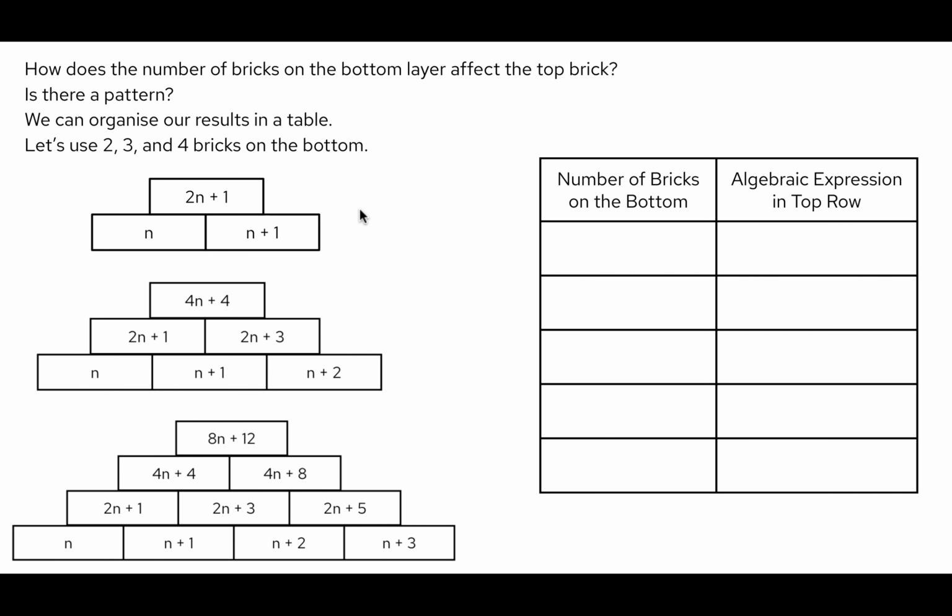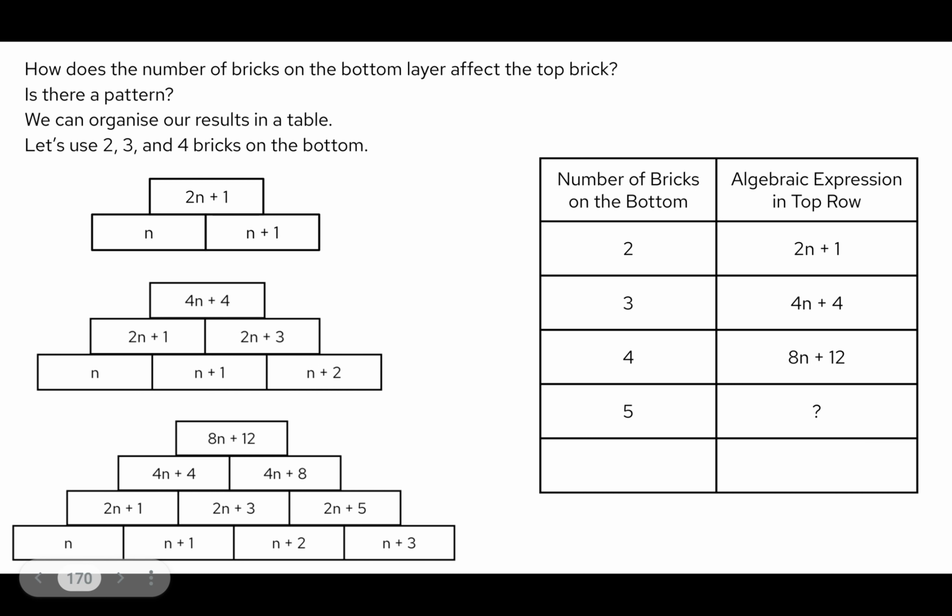Now for our 2, I just took this first part of the one with the 3, and then these are the 2 that we just completed. So the number of bricks on the bottom, for this one I have 2 bricks on the bottom, and my algebraic expression in the top row is 2n plus 1. Then I have 3 bricks on the bottom, and my algebraic expression on the top is 4n plus 4. And 4 bricks on the bottom, and I end up with 8n plus 12.